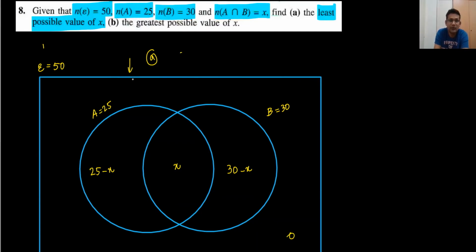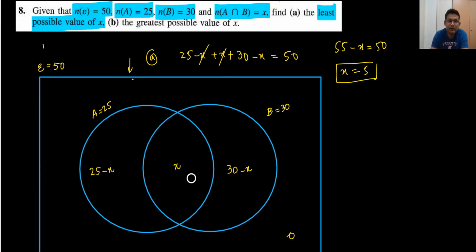So what I will write: 25 minus x plus all areas. Right? 30 minus x is equal to 50. Okay, now x cancels out, 30 and 25 is coming 55. 55 minus x is equal to 50 and x is equal to 5, and it is the minimum value of the intersection. We have done it.